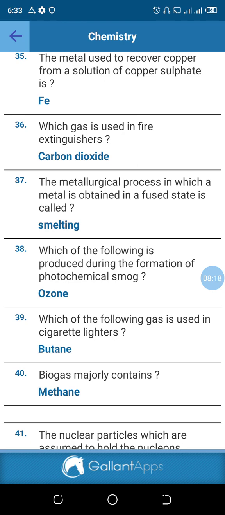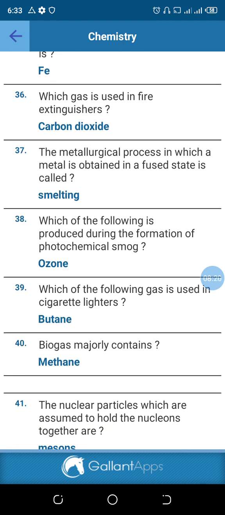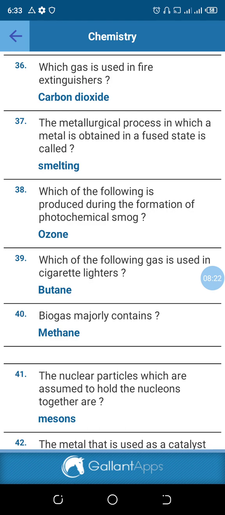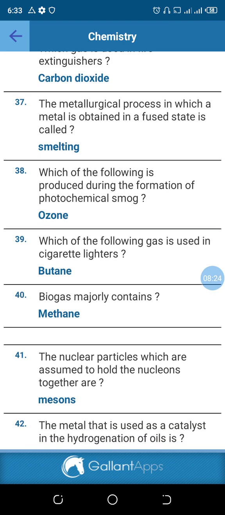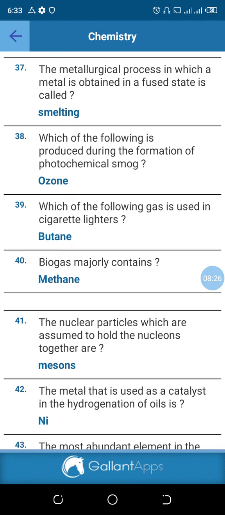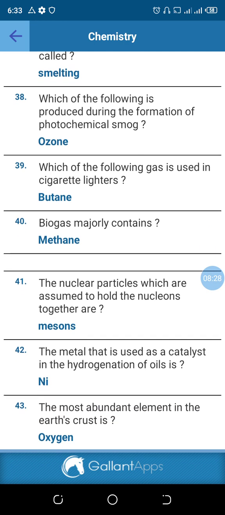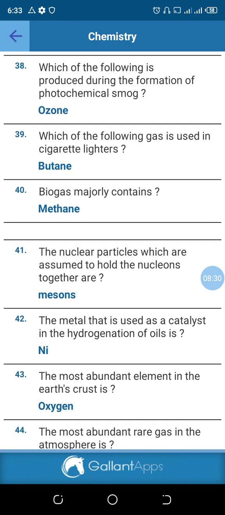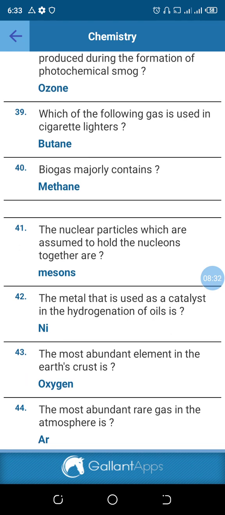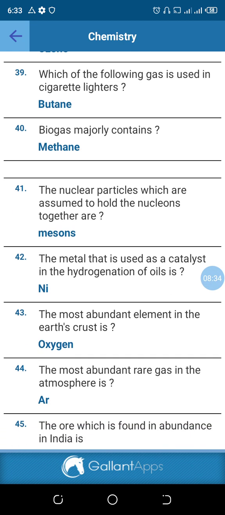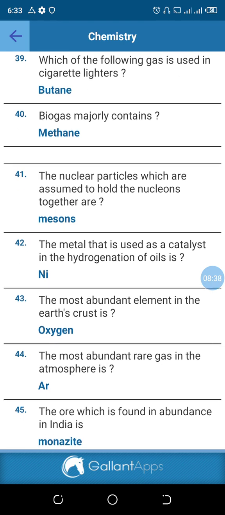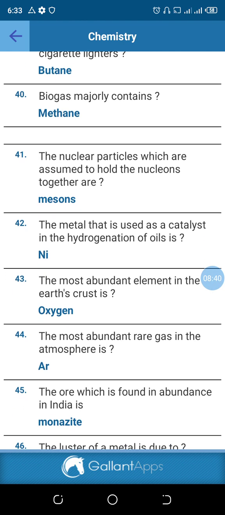Which gas is used in fire extinguishers? Carbon dioxide. The metallurgical process in which a metal is obtained in a fused state is called smelting. Which of the following is produced during the formation of photochemical smog? Ozone. Which of the following gas is used in cigarette lighters? Butane.